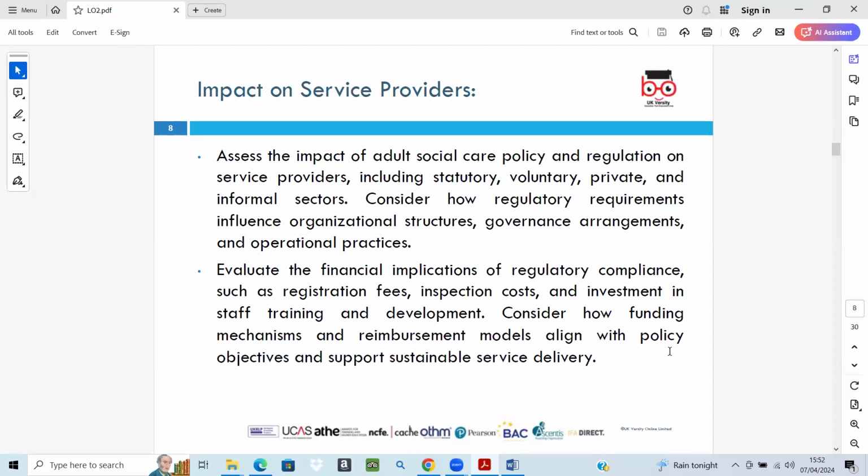So again, a private care home is privately funded. They may need to implement specific care planning processes, staff training programs, and quality assurance measures to meet regulatory standards. Because it is privately funded, the funds are provided by the service user, and sometimes part of it is provided by the local authority. It depends upon the assessment, because the local authority does the assessment of the people, and if they are eligible, then they give them some sort of financial support.